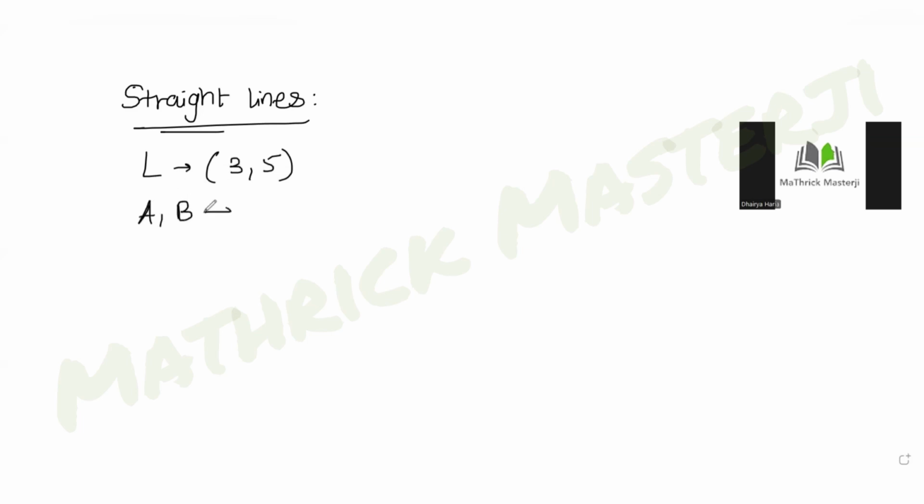Let's see today's question. Today's question, we are taking up from the topic of straight lines. The question tells us a variable line L passes through the point (3, 5) and intersects the positive coordinate axes at the points A and B. So basically it touches the x-axis at point A and the y-axis at point B. The question is asking us to find the minimum area of the triangle OAB, where O is the origin.